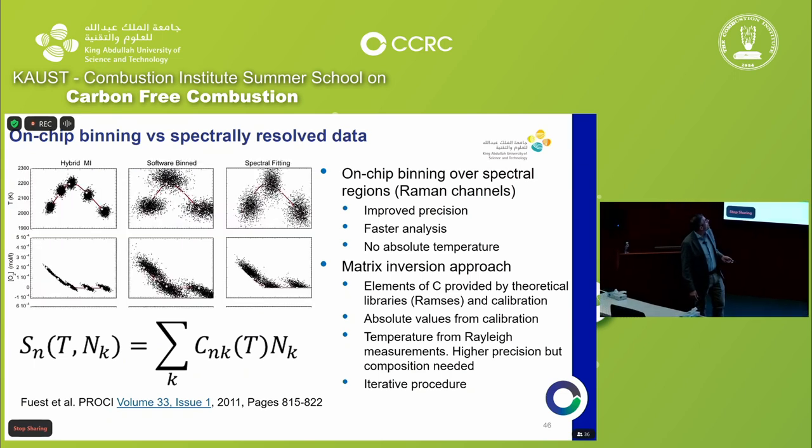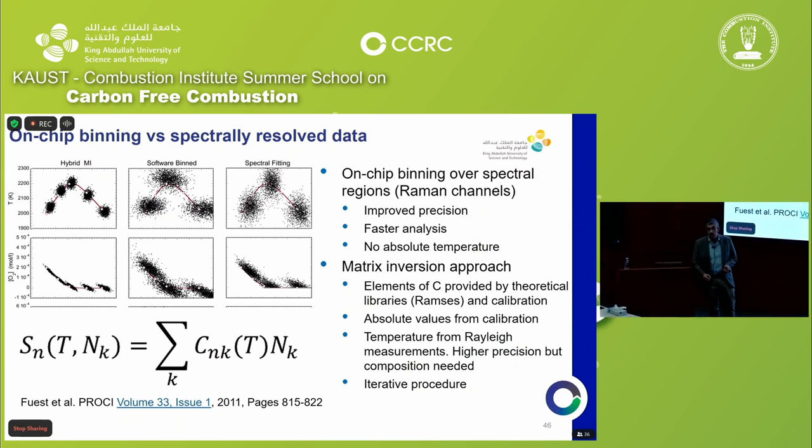Just a comparison from a paper from Frederick Kust in 2010, I think. This is this matrix inversion approach with the hardware binning, compared to what was state of the art back then, this spectral fitting. So just trying to fit the spectra directly. A greater improvement in terms of standard deviation.